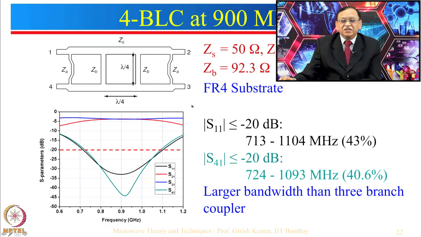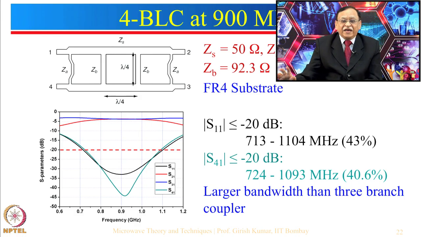So, let us see the response. We can again see that the power going to 2 and 3 is fairly flat. And let us see now what the bandwidth is for S11 and S41. We have kept the same criteria as for the 2 branch coupler or 3 branch coupler, which is minus 20 dB, minus 20 dB. You can see that in this particular case, the bandwidth obtained is of the order of 40% and 43%. So, this bandwidth is much larger than the 3 branch coupler.